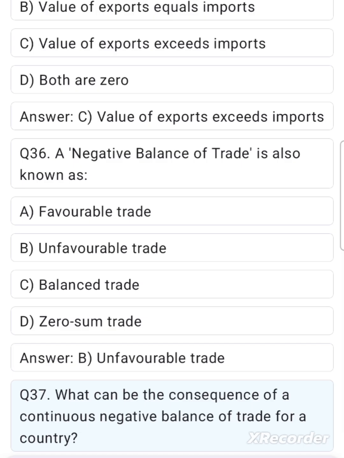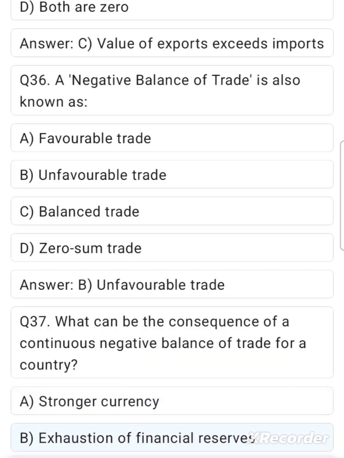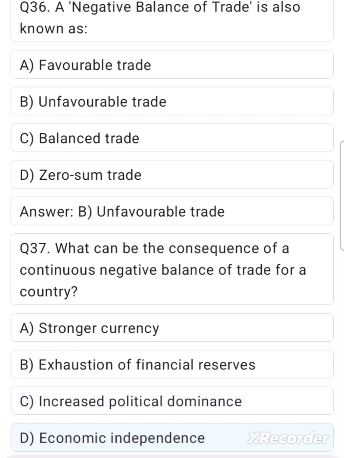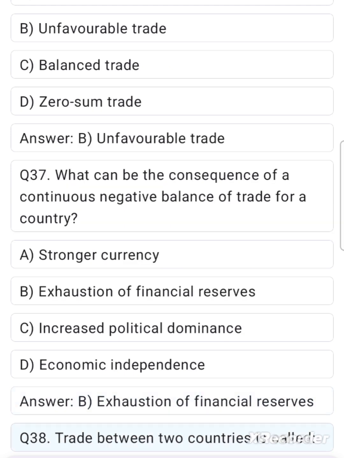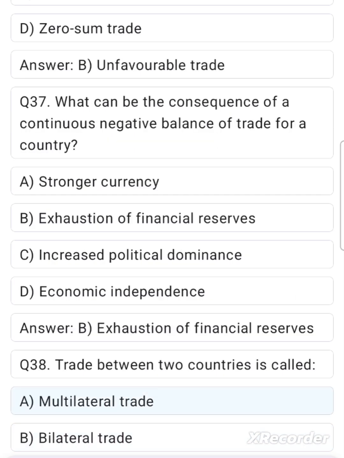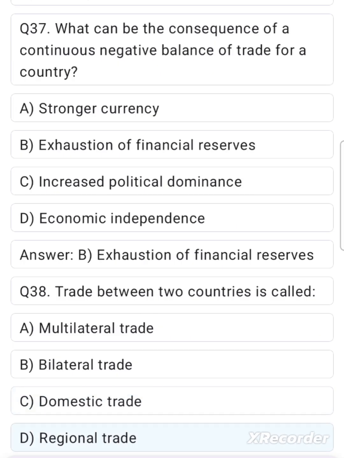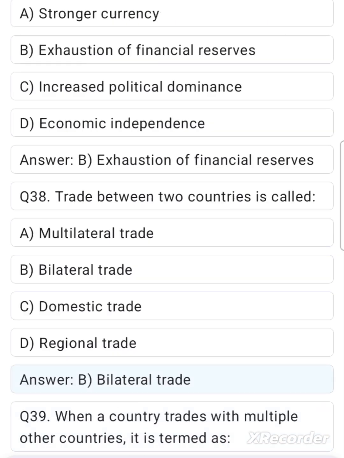Q37. What can be the consequence of a continuous negative balance of trade for a country? A. Stronger currency. B. Exhaustion of financial reserves. C. Increased political dominance. D. Economic independence. Answer. B. Exhaustion of financial reserves. Q38. Trade between two countries is called A. Multilateral trade. B. Bilateral trade. C. Domestic trade. D. Regional trade. Answer. B. Bilateral trade.